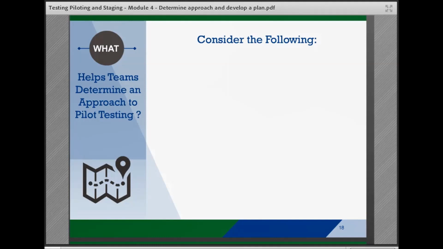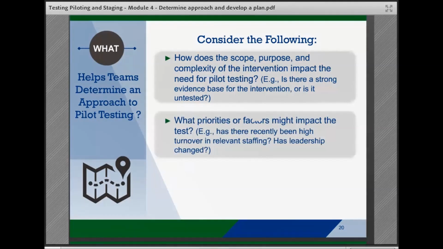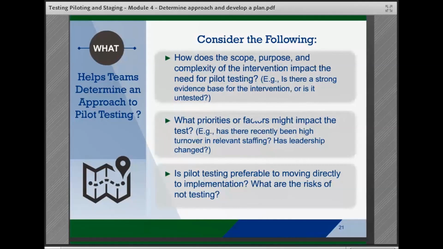Teams should consider the following questions when determining an approach to pilot testing. How does the scope, purpose, and complexity of the selected intervention impact the need for pilot testing? Is there a strong evidence base for the selected intervention? Will it be heavily adapted, or is it a new design? What priorities, as well as internal and external factors, affect the implementation approach and timing? For example, has there been high turnover or a leadership change? Is pilot testing preferable to moving directly to implementation? What are the potential risks of not testing?